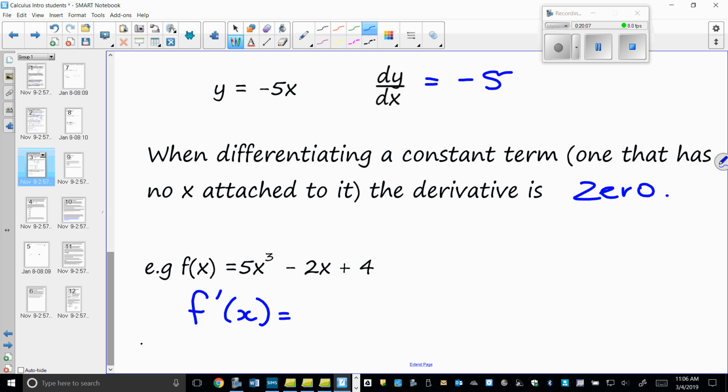Emma, what's the first term going to be? It'd be 15x squared? Nice. Then the next one? It would be just negative. Good, -2. And the plus 4? Just disappears, yes? If you wish to write plus 0, please go ahead. Otherwise, you can just leave it. Okay?